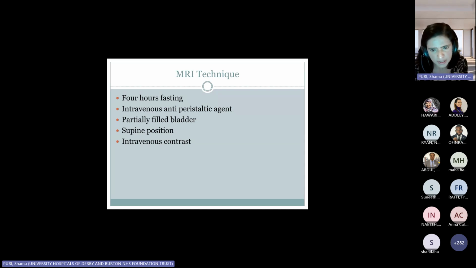We say partially filled, moderately filled bladder. It's because if the bladder is overfilled, the lady is going to be uncomfortable, not able to lie still. And if it's very underfilled, then that space is taken by the bowel loops, and it tends to give us suboptimal images. Patient lies supine and intravenous contrast is given.